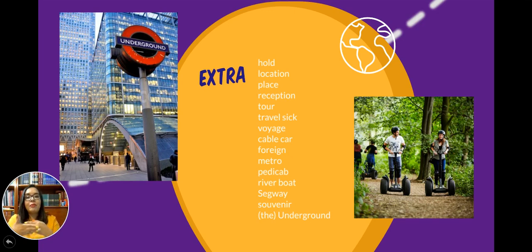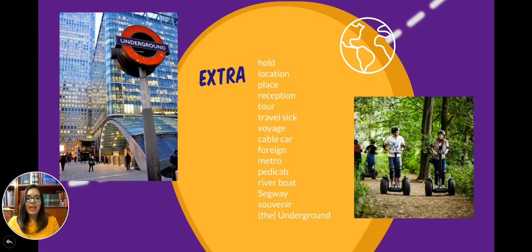Another one is reception. Reception is the front desk, so you can check in there or check out. Okay, the front desk is the reception. For example, there are front desks at the airport or at the hotel, could be. Another one is tour. For example, oh, you know what? They took a guided tour around Mexico City and it was incredible.